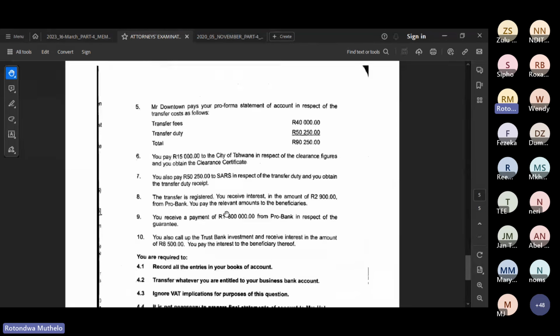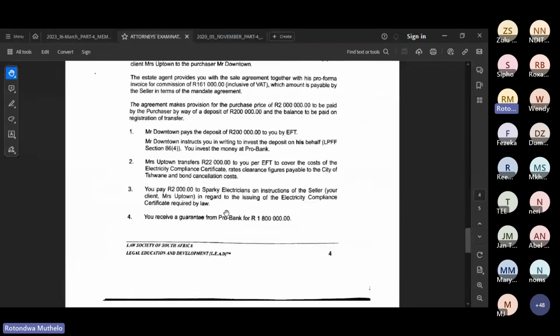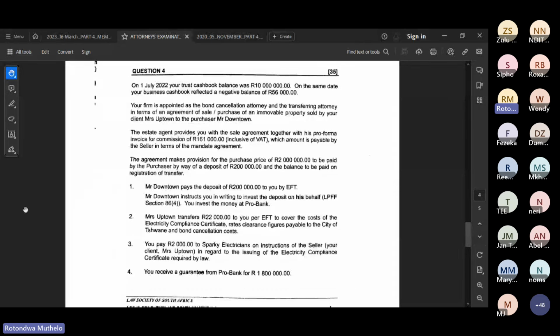Okay, so when it comes to conveyancing, question 4, what you need to know here is who is responsible for what between the seller and the buyer. This is what the seller pays for. The seller pays the estate agent. The seller pays for the municipal rates and taxes. The seller pays for the bond cancellation. So basically, the seller pays for those 3 things, or anything related to fixing the building.